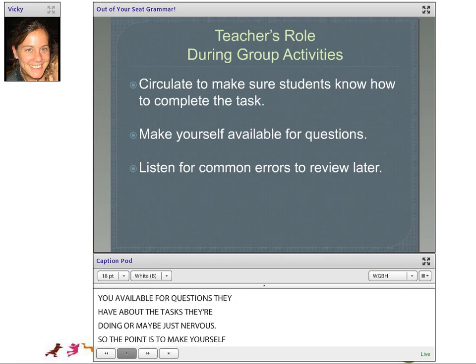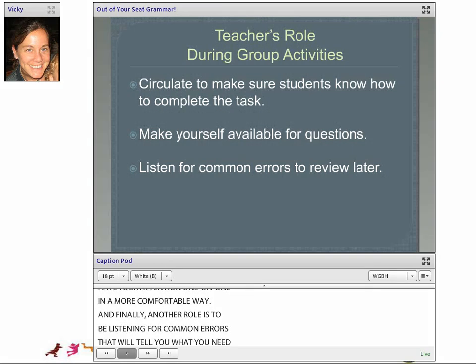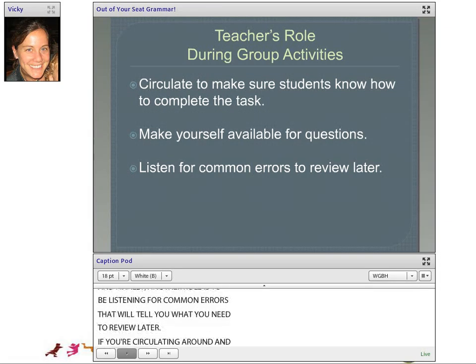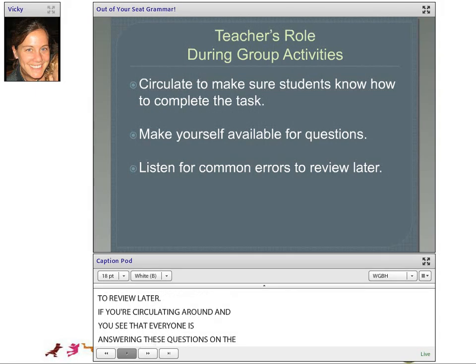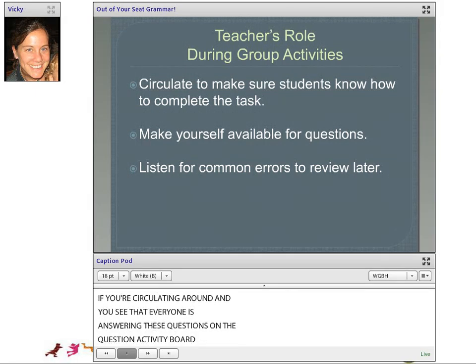So the point is to make yourself available so that the student could have your attention one-on-one in a more comfortable way. And finally, another role is to be listening for common errors that will tell you what you need to review later. If you're circulating around and you see that everyone is answering the questions on the question activity board perfectly, 100%, there's no problem, that tells you that this class is ready to move on to the next thing.